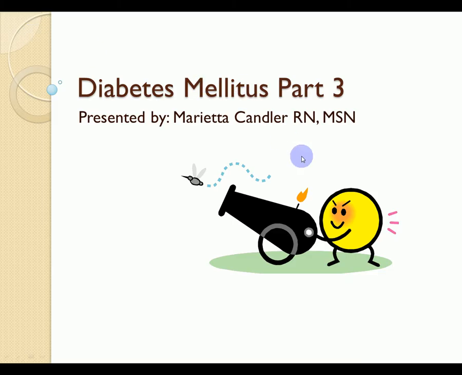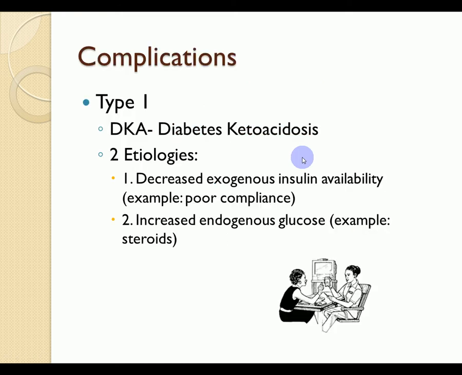All right, diabetes part 3, the final part for diabetes. When we think about complications, particularly with type 1, DKA, diabetic ketoacidosis, should come to your mind. That's one of the main complications that can occur. The two etiologies that cause DKA are decreased exogenous insulin availability, for example poor compliance, in other words they're not taking their insulin, or increased endogenous glucose, for example taking in a whole bunch of steroids.